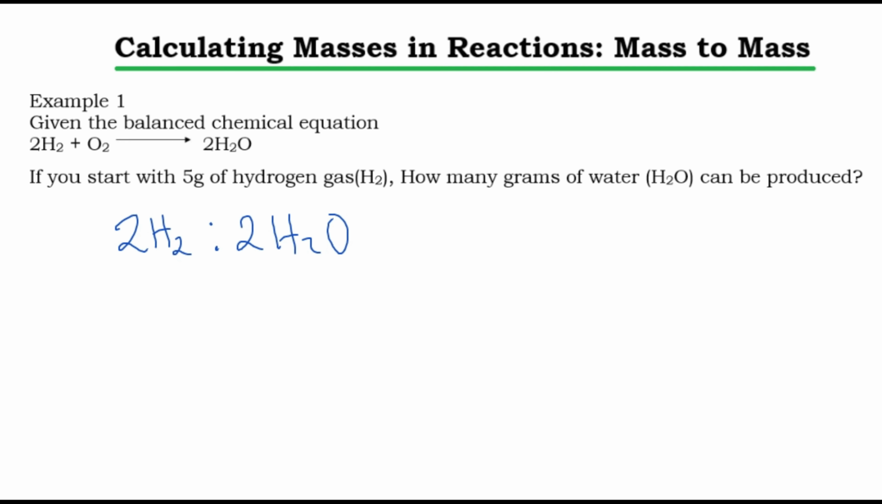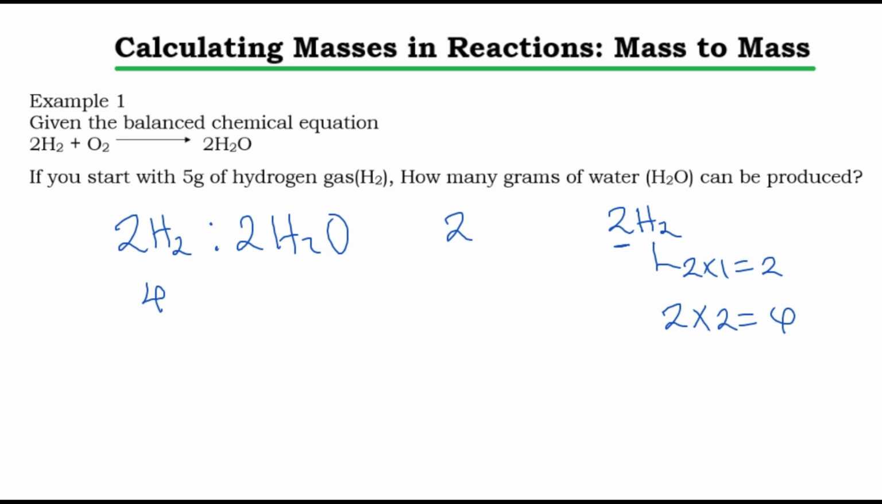What do we do next? Let's find the relative molecular masses of both hydrogen and water. Then we multiply by 2. So hydrogen. On the periodic table, hydrogen has a relative atomic mass of 1. So we're going to get 2 atoms multiplied by 1 to give us 2. Then there's a 2 in front of the hydrogen. So we're going to say 2 multiplied by 2 to give us 4.